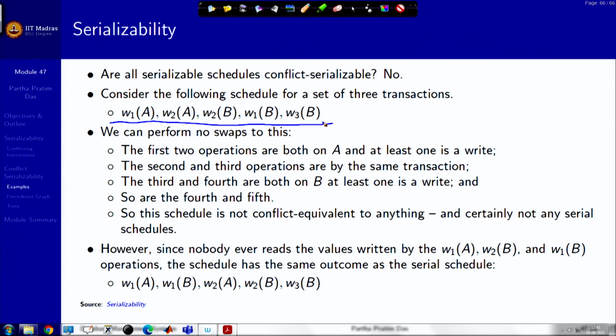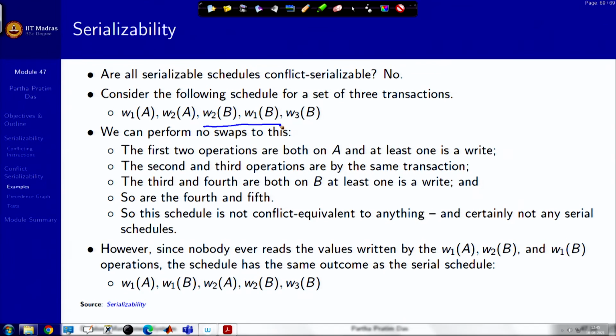There are 3 transactions: W1A writing A, transaction 2 writing A, transaction 2 writing B, transaction 1 writing B, transaction 3 writing B, right, all writes. Now, you cannot perform any swap here. You cannot swap these two, they are working on the same data. You cannot swap these two because both are from the same transaction and they are in this order. So, we cannot change the order of instructions within one transaction. So, you cannot swap them.